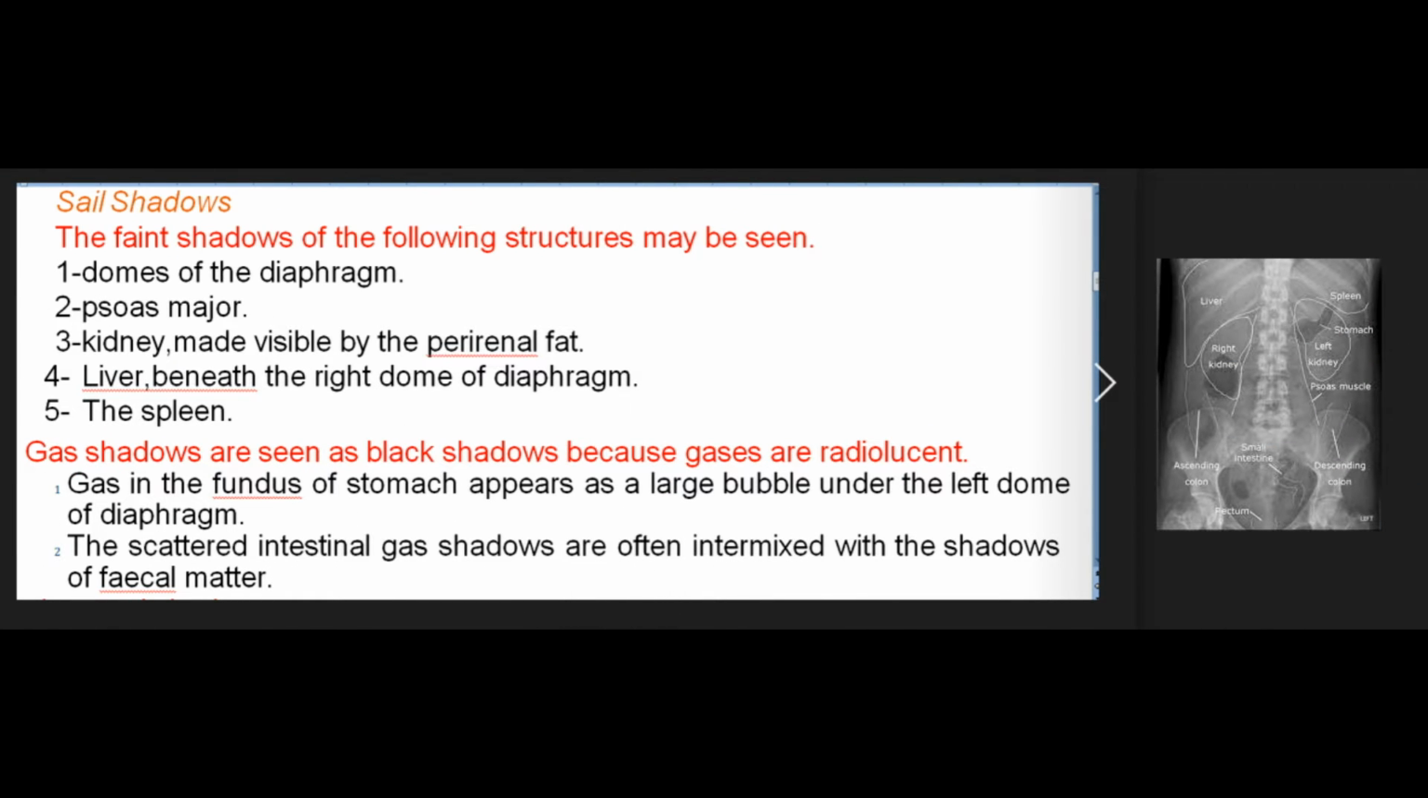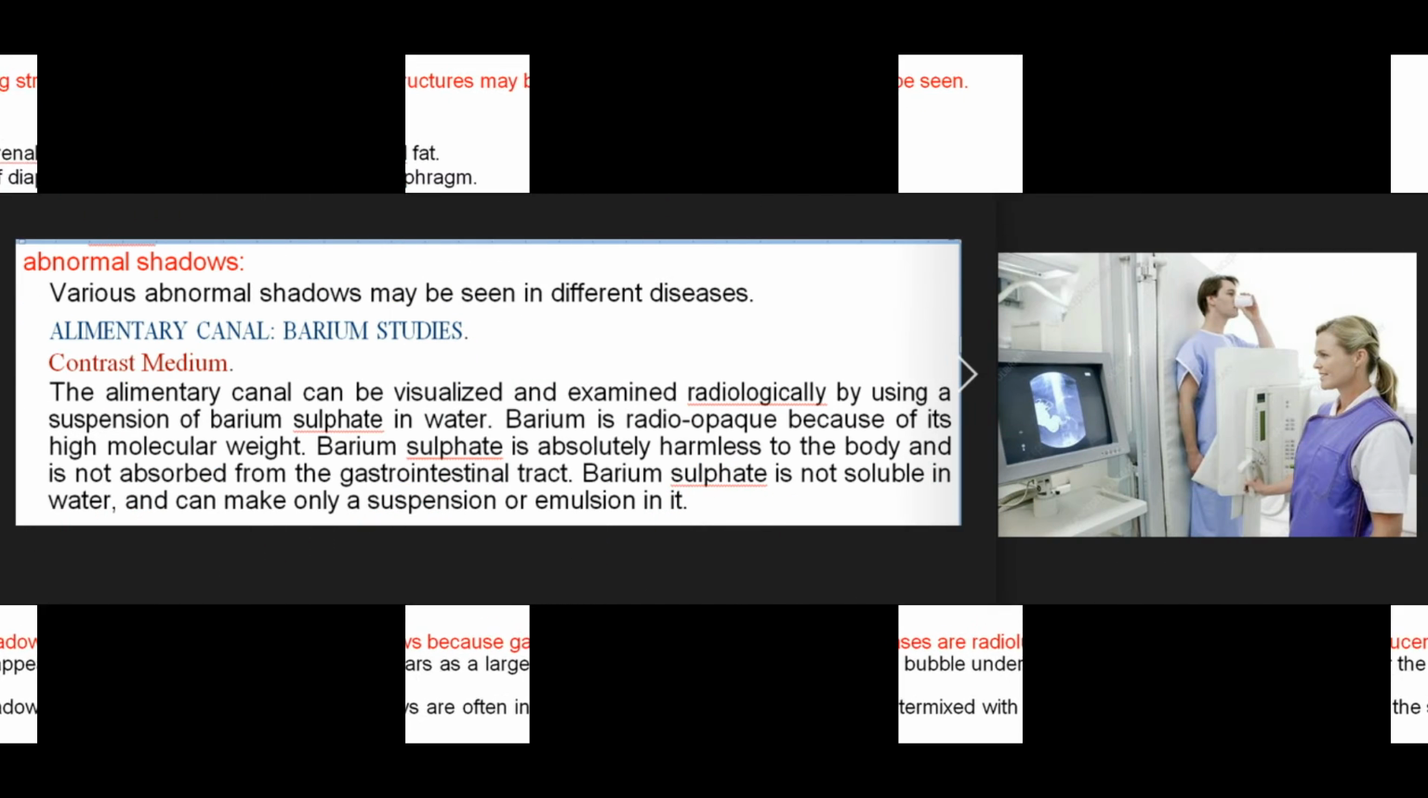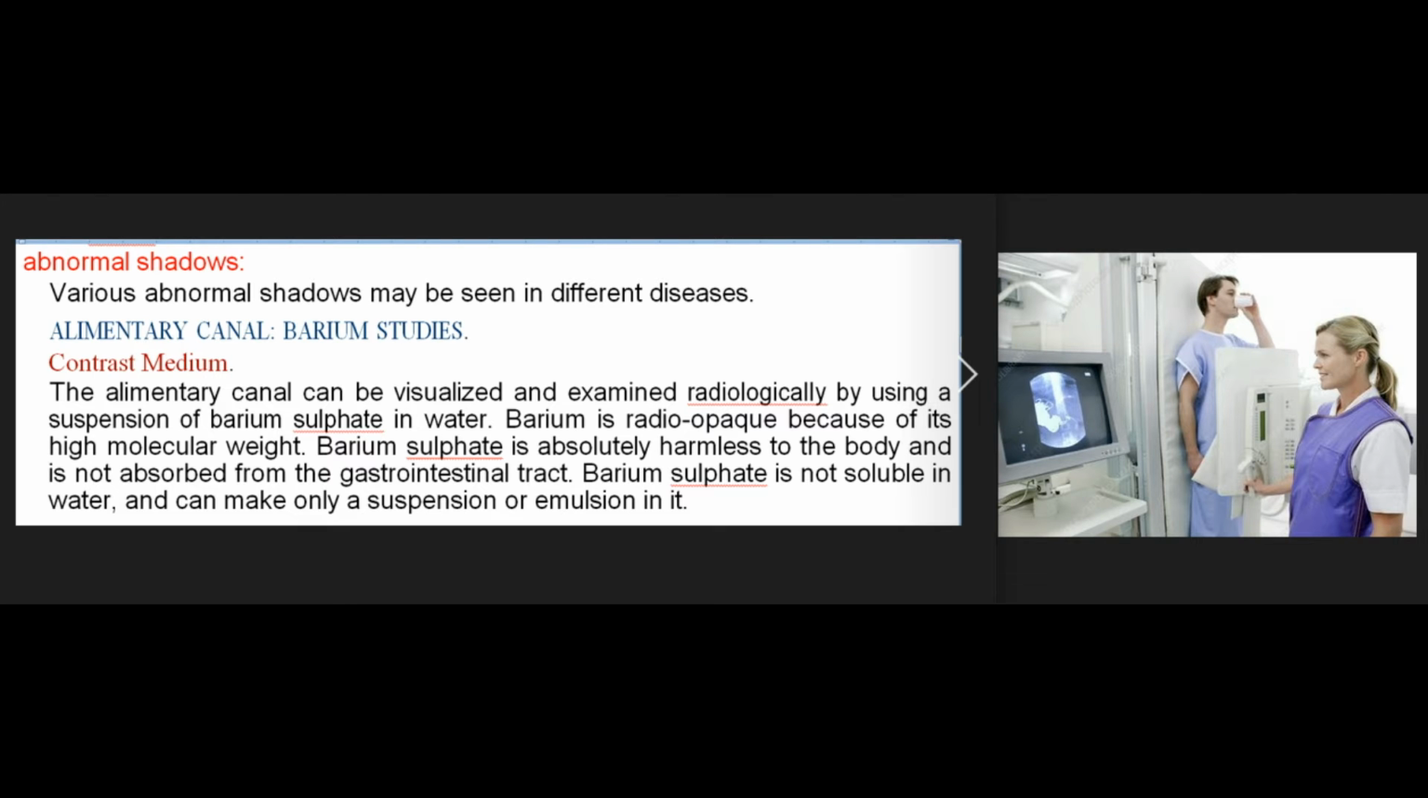Soft tissue shadows. The faint shadows of the following structures may be seen: 1. Domes of the diaphragm, 2. Psoas major, 3. Kidney made visible by the perirenal fat, 4. Liver beneath the right dome of diaphragm, 5. The spleen. Gas shadows are seen as black shadows because gases are radiolucent. 1. Gas in the fundus of stomach appears as a large bubble under the left dome of diaphragm. 2. The scattered intestinal gas shadows are often intermixed with the shadows of fecal matter. Abnormal shadows. Various abnormal shadows may be seen in different diseases.